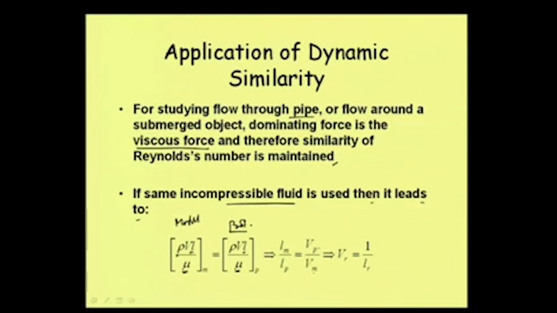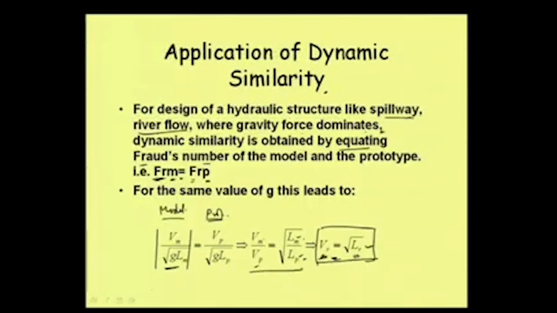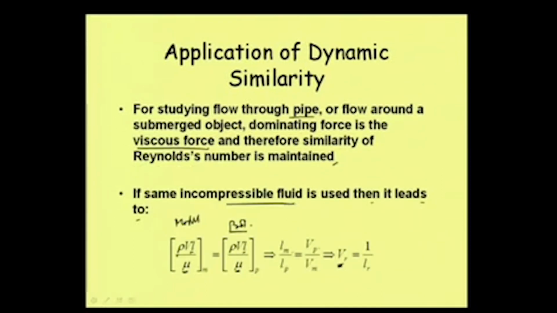Well, what does it indicate? We know that V p by V m is nothing but the velocity ratio, and L m by L p is the length ratio, but this is just the reverse. We referred to V m by V p as V r and L m by L p as the length ratio. So, here what we can say is that L m by L p is the length ratio, and V p by V m is the inverse of the velocity ratio. That means velocity ratio and length ratio are numerically the same in value, but one is the reciprocal of the other.